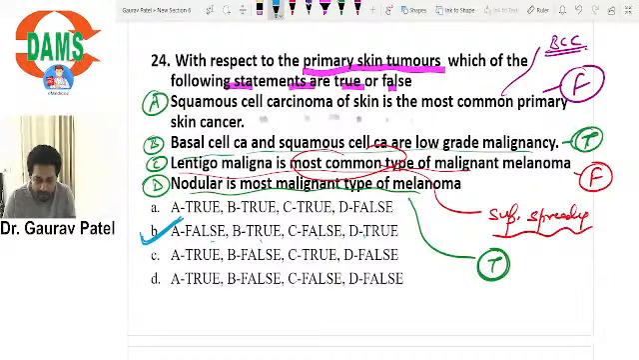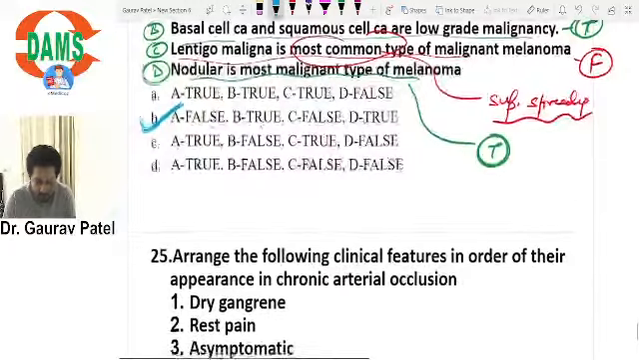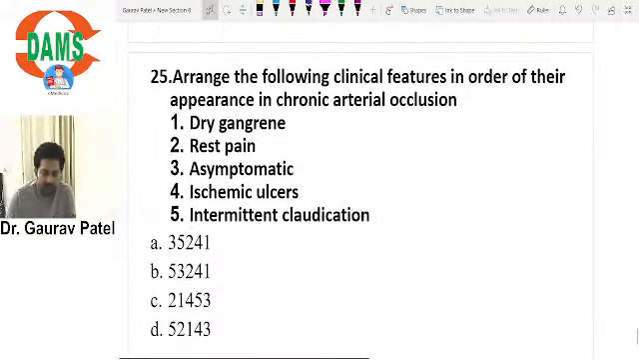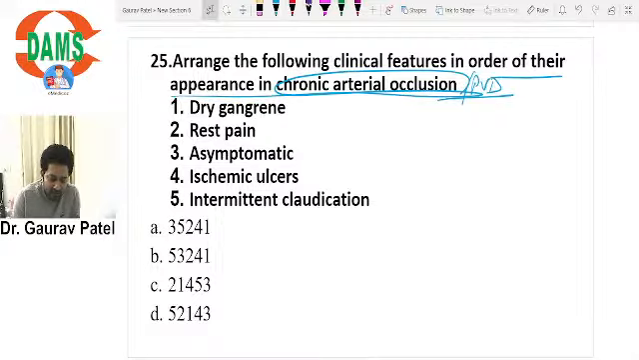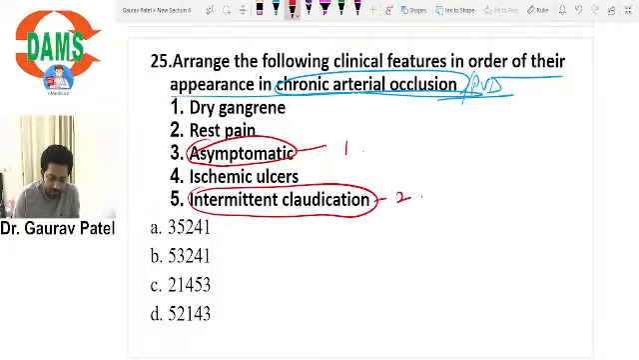Okay, last question. Arrange the following clinical features in order of their appearance in chronic arterial occlusion or peripheral vascular disease, which is mainly because of atherosclerosis. So initially the patient is asymptomatic. Then there is intermittent claudication. Then rest pain. And pre-gangrene in which ischemic ulcers are seen. And finally there will be gangrene.